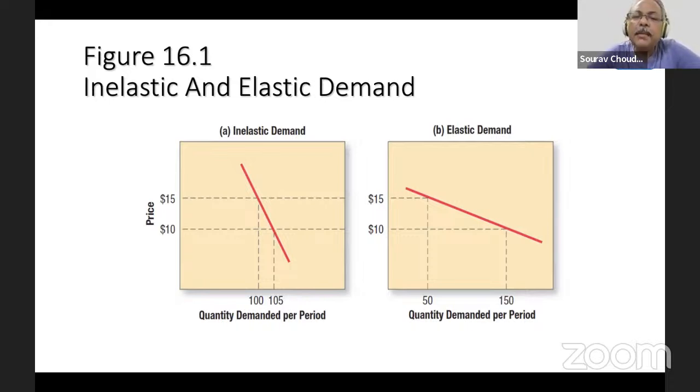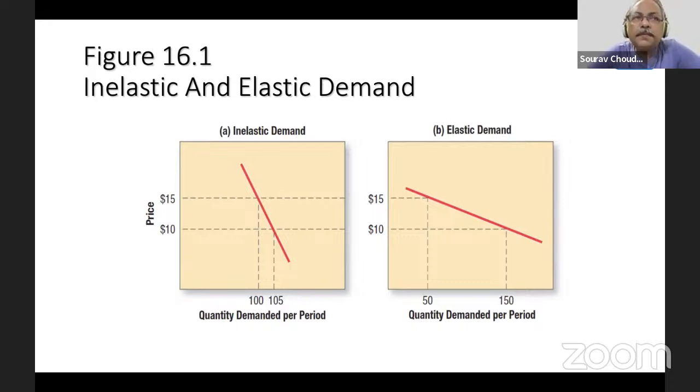Think about traveling. People would travel by flights. And if flight prices increase suddenly, they will try and find out alternatives. Let's go by train. Correct. So demand comes down drastically there.